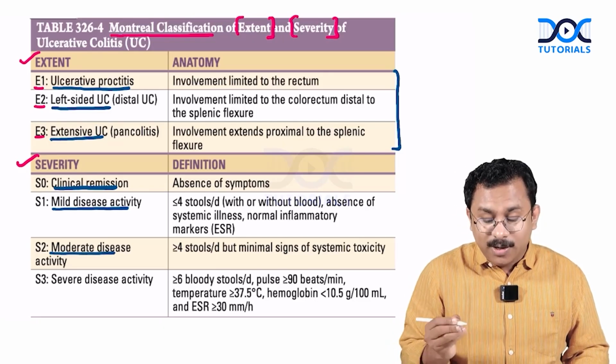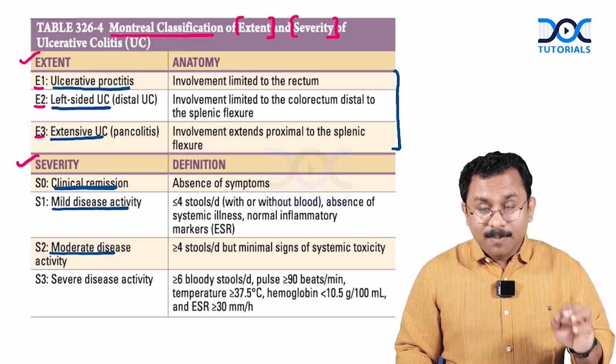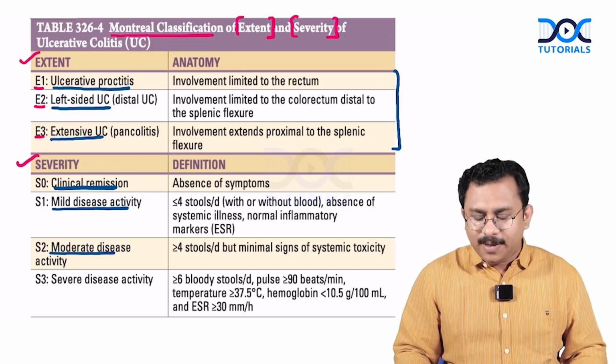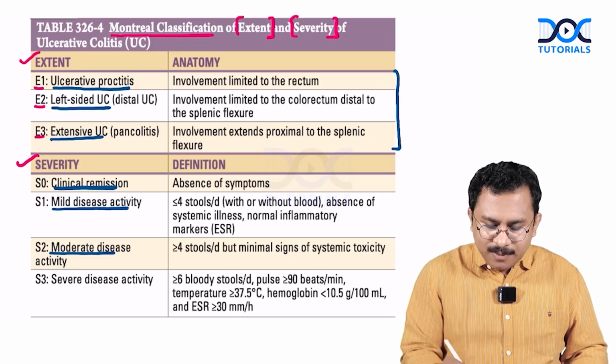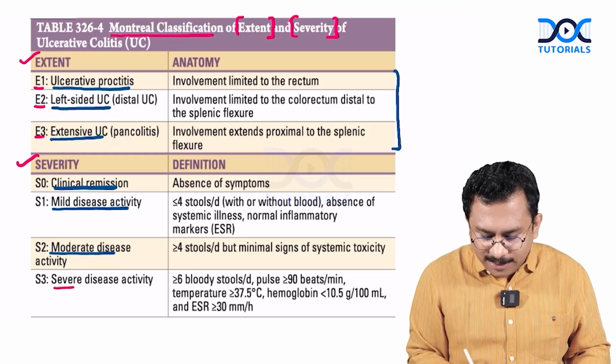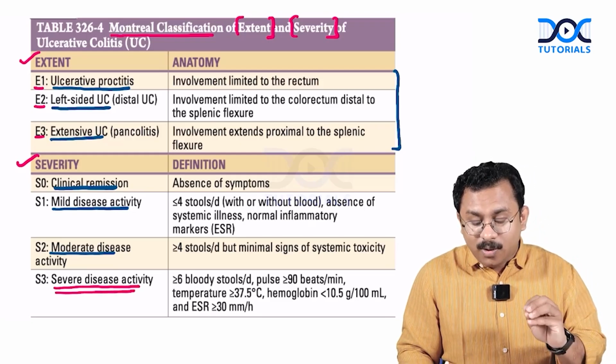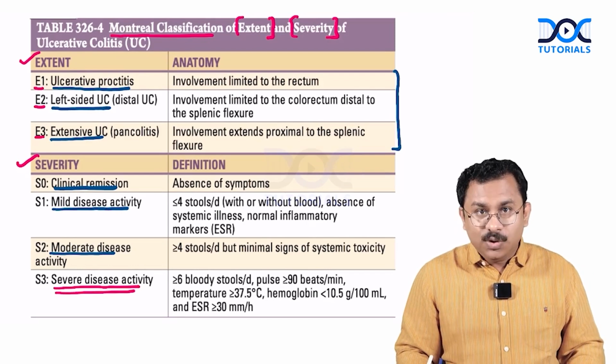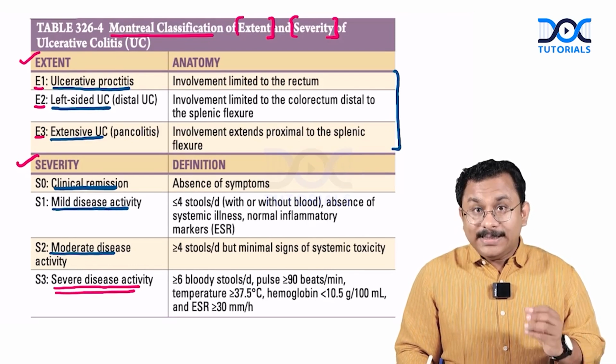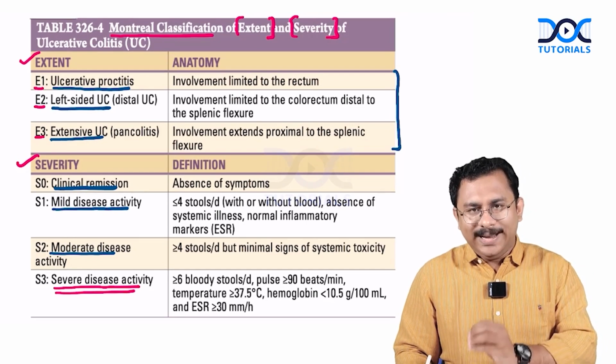Moderate disease, more than or equal to 4 stools per day, but has minimal signs of systemic toxicity. Whereas the last one is the problematic one, mainly the severe disease activity, wherein you get more than or equal to 6 bloody stools per day with pulse rate more than or equal to 90.